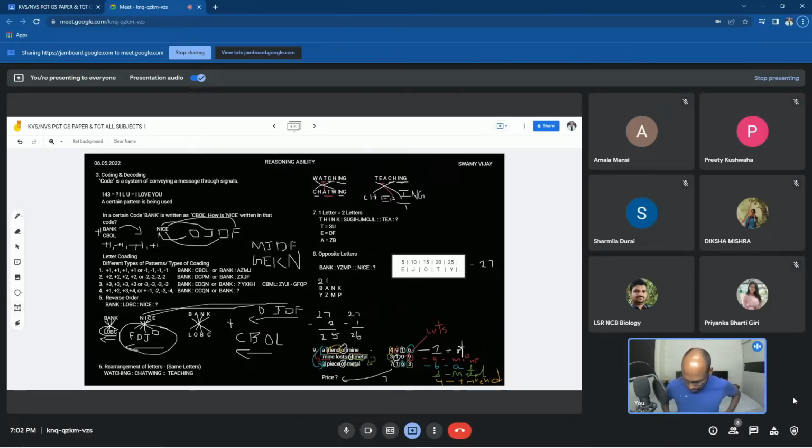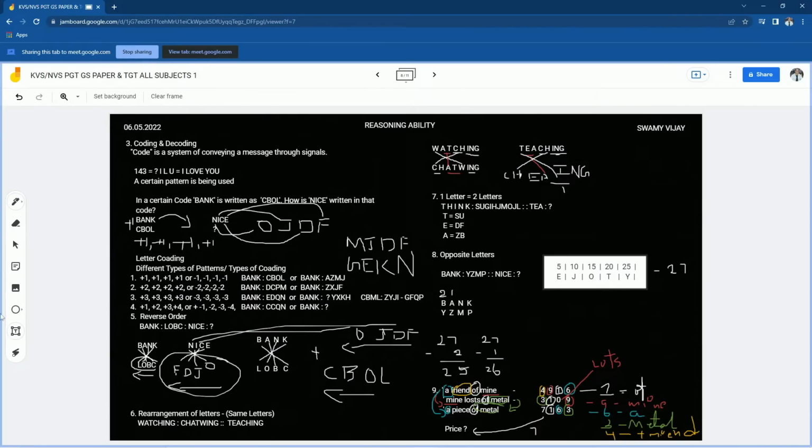Yes, sir. Now if you see the 6th question, Mansi, it is just a rearrangement of letters. There are no calculations, no reverse, no plus pattern. It is only the rearrangement of letters, and that too the same letters. Now, Rajesh sir, WATCHING is being written as CHATWING. Then what would TEACHING be?